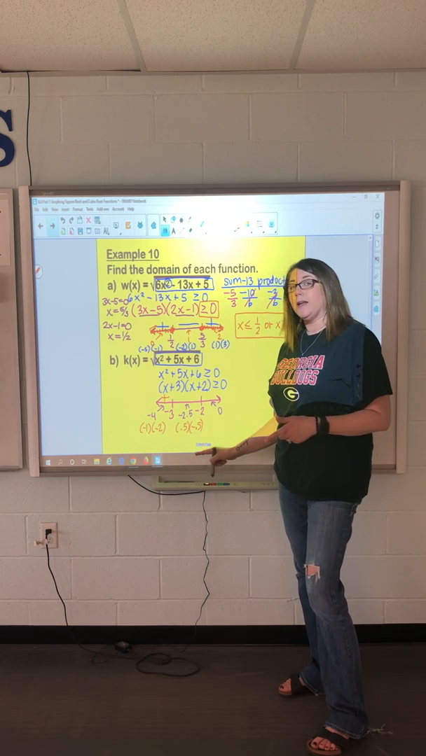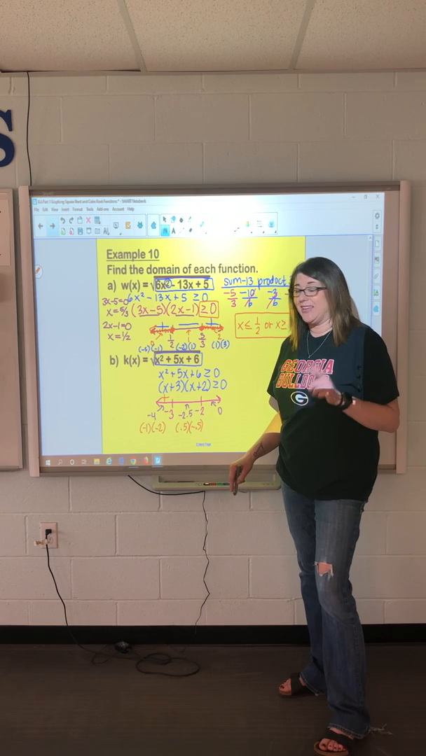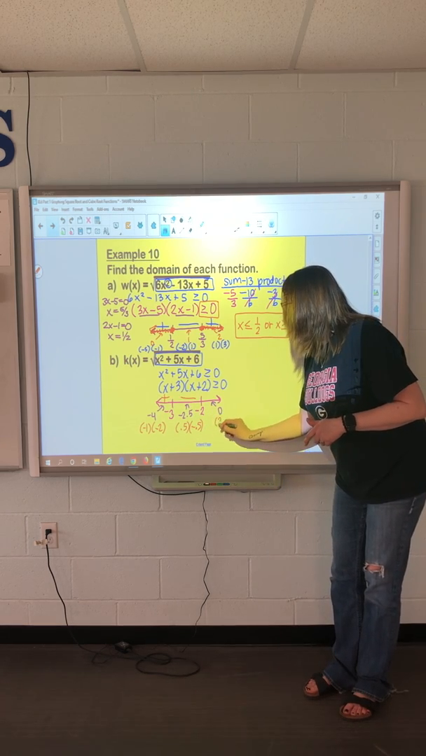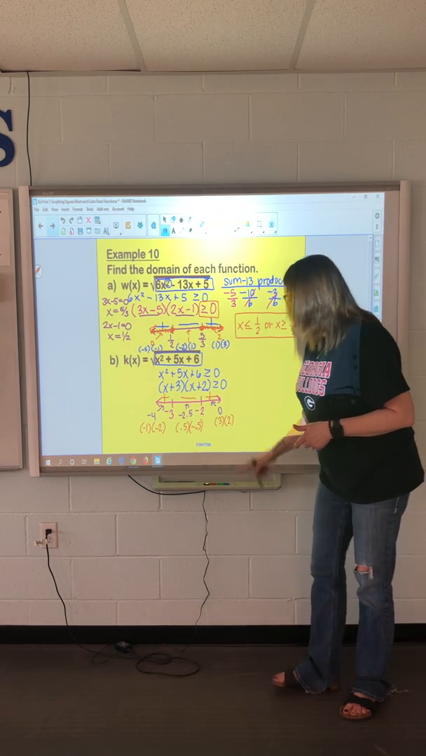Y'all, it doesn't matter what that number is. If you're not good with decimals, no big deal. You just need to know, is it positive or negative? And it's going to be negative. Last one, 0 plus 3 is 3. 0 plus 2 is 2. Positive times a positive gives me a positive.